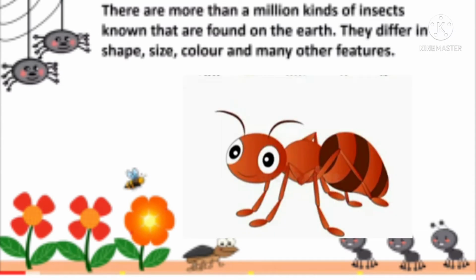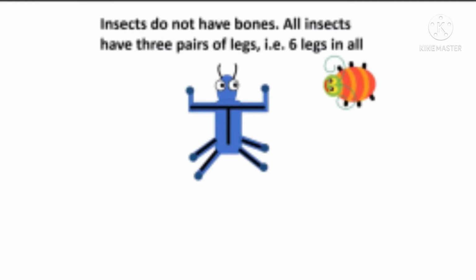There are more than 1 million kinds of insects that are found on the earth, and these insects mainly differ in their size, shape, color and many other features. So now let us read about the characteristics or the features of the insects.